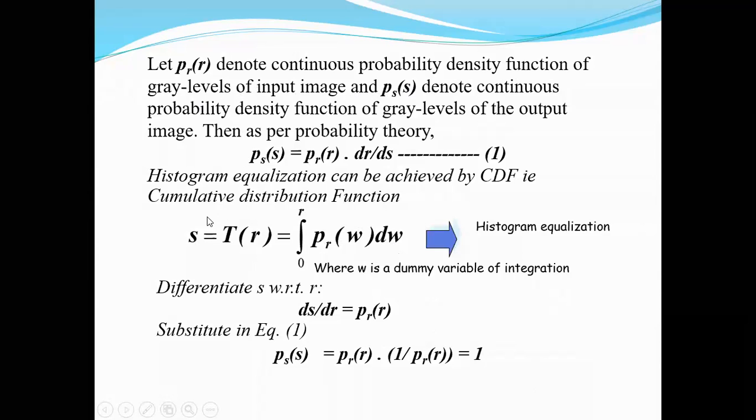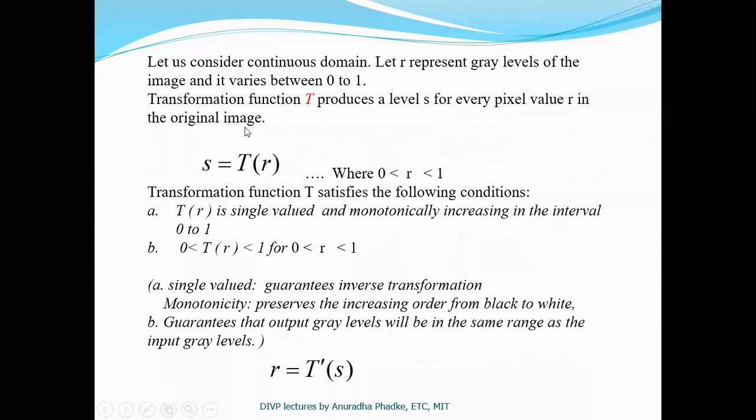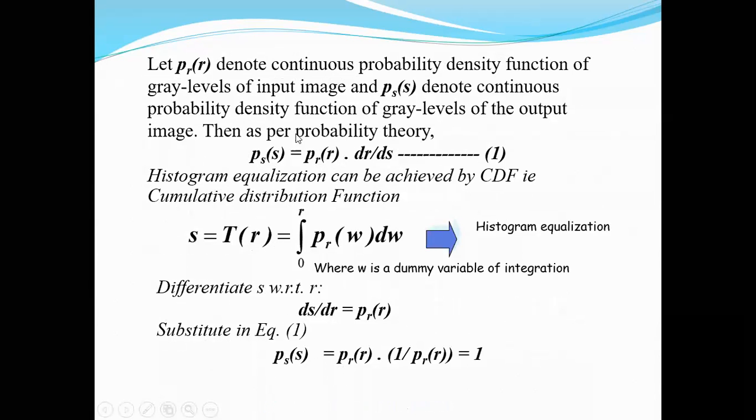Now, if your transformation satisfies these two conditions, then as per probability theory, this equation is true: P_S(S), that is the probability density function of modified gray levels, is equal to P_R(R) into dR by dS. By probability theory, this equation is true. Now this integral from 0 to R of P_R(ω) dω gives us histogram equalization.